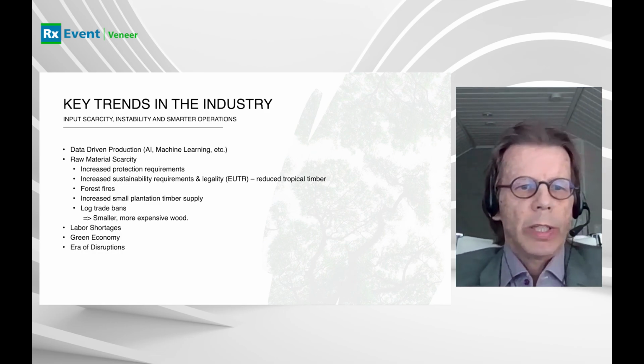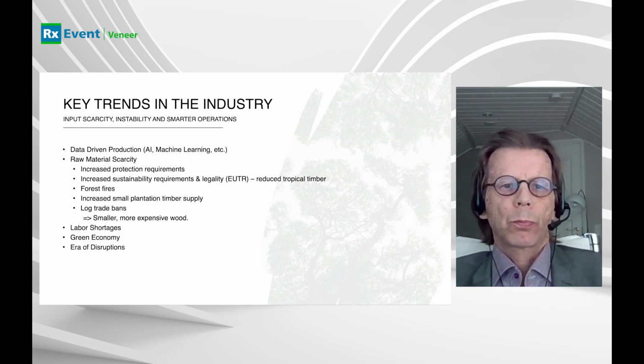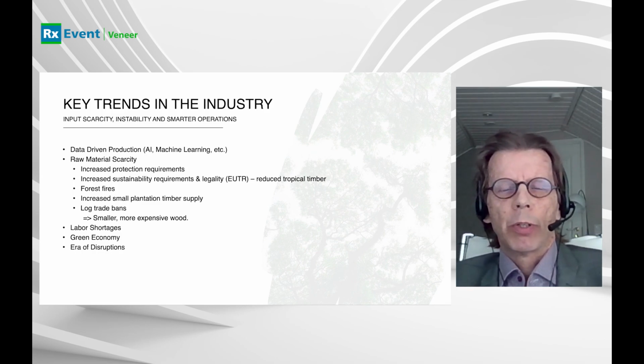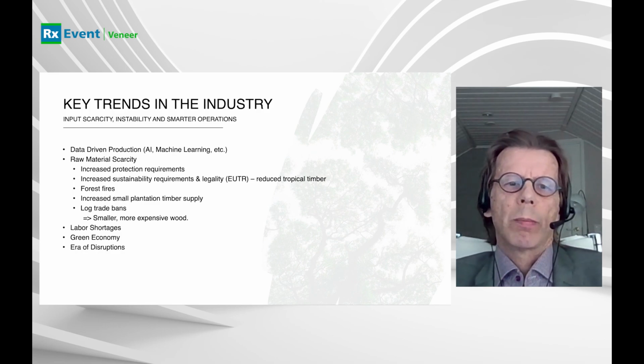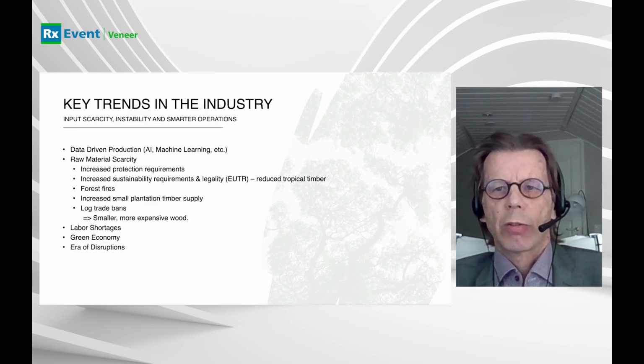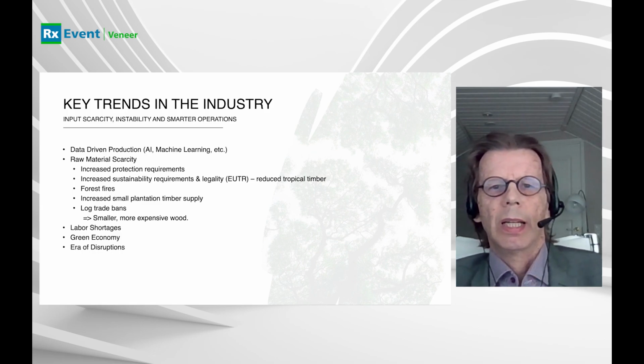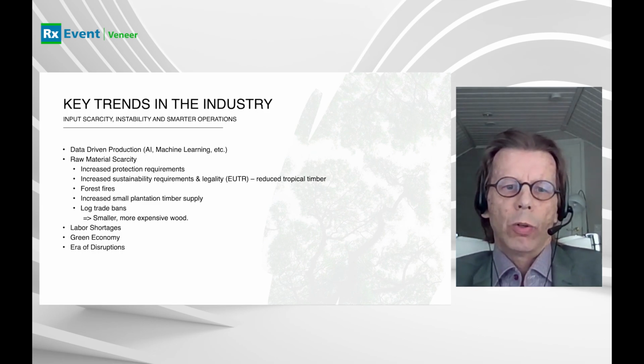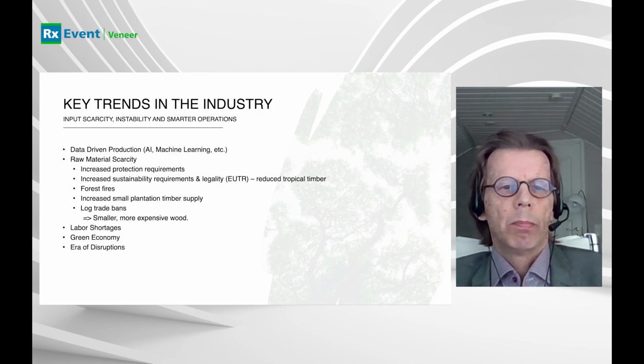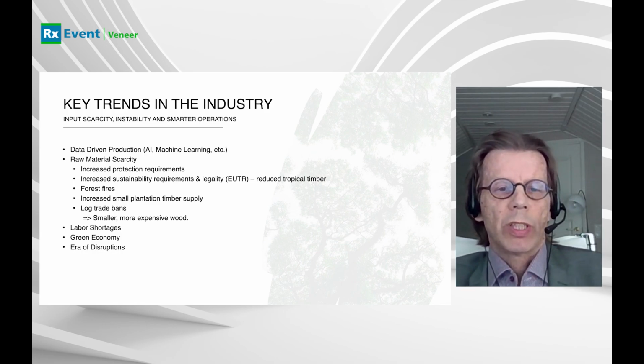The second trend here is the increased raw material scarcity. And this impacts many of the regions where veneer is produced, partly because the demand is growing, but also because there are increased protection requirements, increased sustainability and legality requirements, and also some climate change related factors impact the future timber supply, such as forest fires and beetle epidemics, and other such issues, droughts. And finally, also log trade bans are reducing timber supply in some regions that are import dependent.